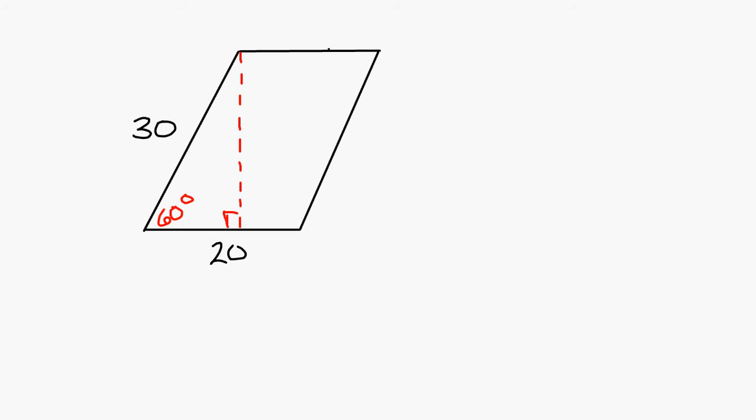Okay, area and perimeter of this parallelogram. If you want, you can do the perimeter first, since it's simpler. If the bottom is 20, then the top's going to be 20. If the left-hand side is 30, the right-hand side is 30. You've got two 30s, which is 60, and two 20s, which is 40. That would make the perimeter 100.